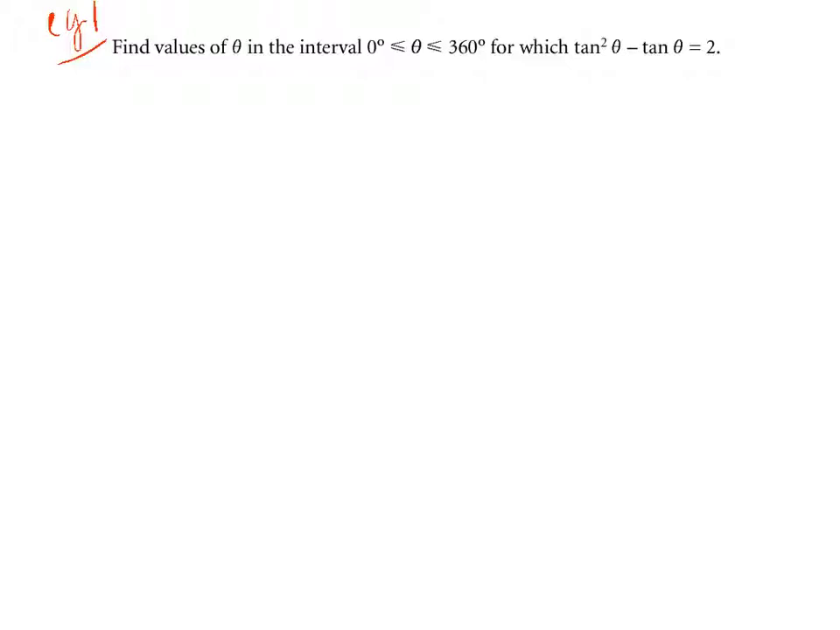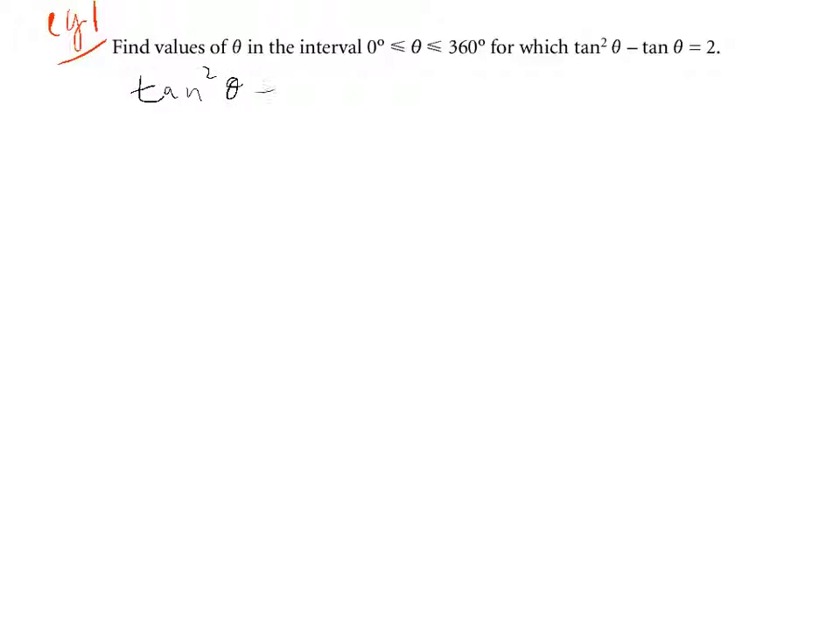Okay, so I'm going to run through a few examples and then give you two exercises to do. The first example that I'm going to run through is one where you've got tan squared theta minus tan theta equals 2, and the interval that we want is between 0 and 360. Right, we can start off by bringing everything over to one side.